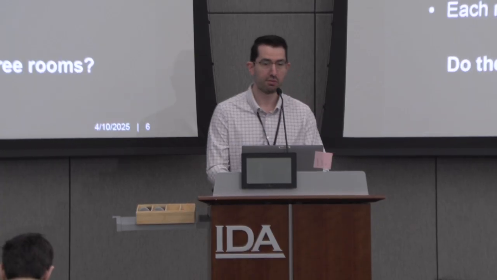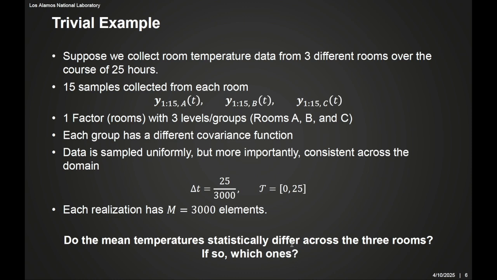So let's start with a trivial example. Suppose we collect room temperature data from 3 different rooms over the course of 25 hours, and we collect 15 samples from each room. We have rooms A, B, and C, and we've collected 15 independent samples from each room. So we have one factor, which is our rooms, and then we have 3 different levels or groups within that factor: A, B, and C.